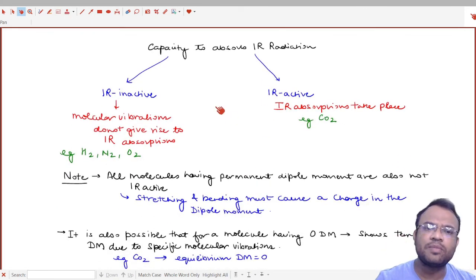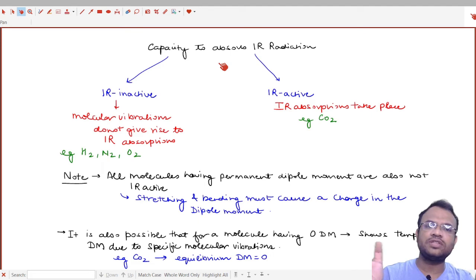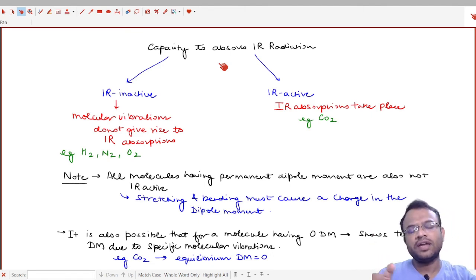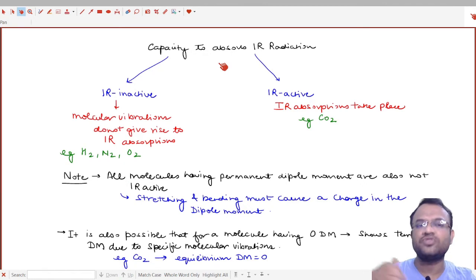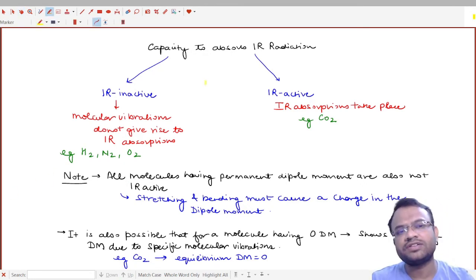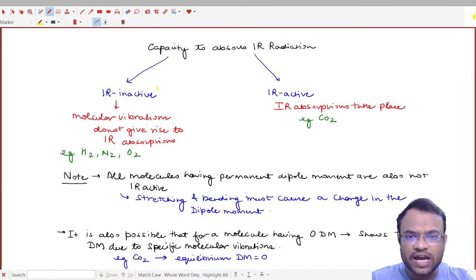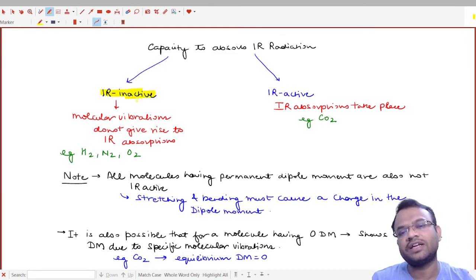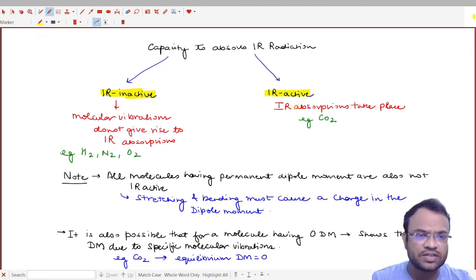So now let us talk about the capacity to absorb infrared radiation. As I have said, if the dipole is changing with a particular frequency, then the incoming infrared radiation should have the same frequency, and only then the infrared radiation would be absorbed. So now I have divided the materials into two portions: one that has the capacity to absorb infrared radiations, and one that does not. Those that do not have the capacity are called infrared inactive, and those that have the capacity to absorb are called infrared active.